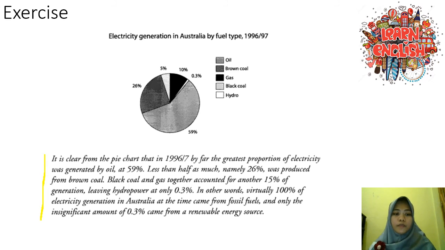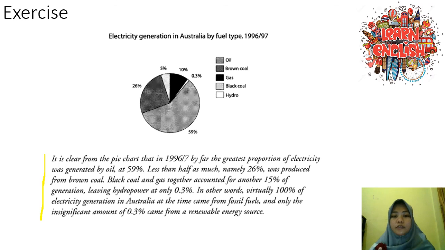This is the example. It is clear from the pie chart that in 1996 till 1997, by far the greatest proportion of electricity was generated by oil at 59%. Less than half as much, namely 26%, was produced from brown coal. Black coal and gas together accounted for another 15% of generation, leaving hydropower at only 0.3%. In other words, virtually 100% of electricity generation in Australia at the time came from fossil fuels, and only the insignificant amount of 0.3% came from renewable energy resources.